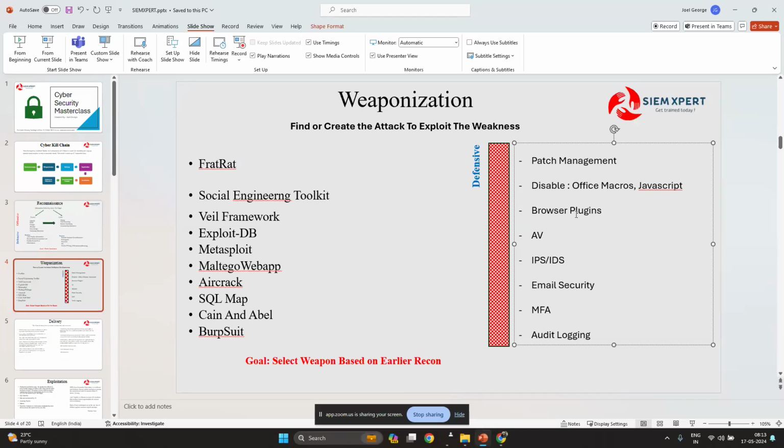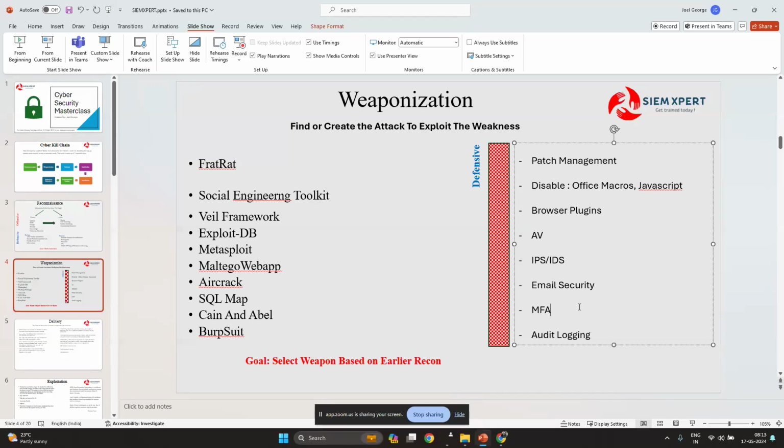Other controls would be restricting browser plugins or disabling JavaScript and Office macros, which is, I think, by default at the moment. This is to reduce your attack surface. And having a good email security solution, IPS, your antivirus solution, MFA, two-factor authentication.